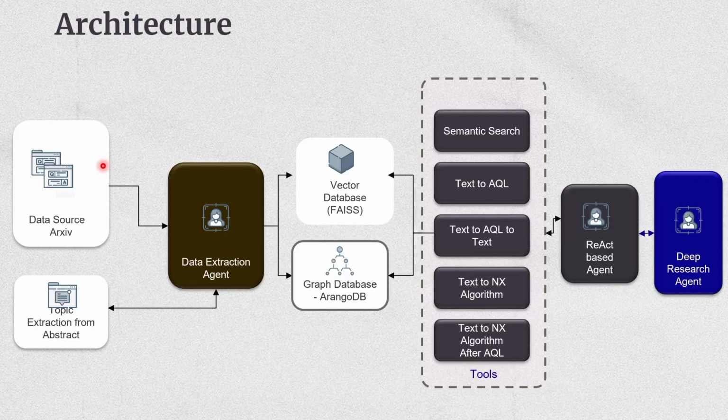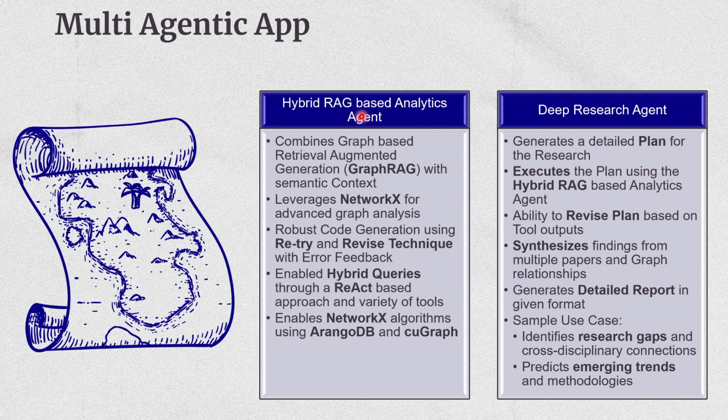Overall, this is the architecture wherein we have the data sources. We have a data extraction agent which extracts the data and stores it into the vector database and the graph database. We have these tools available, and then we have a ReAct-based agent which can use these tools to give a point-based answer. And then we have a deep research agent which plans the entire thing and uses this agent to generate the final outcome. So, like I mentioned, we have two agents here.